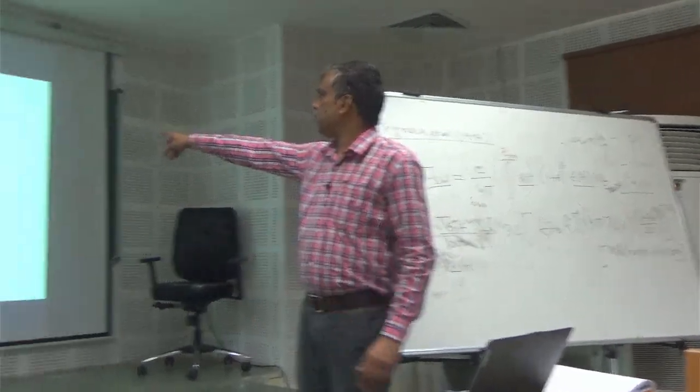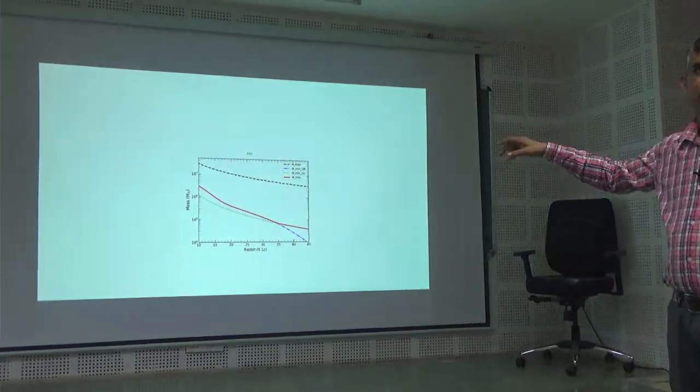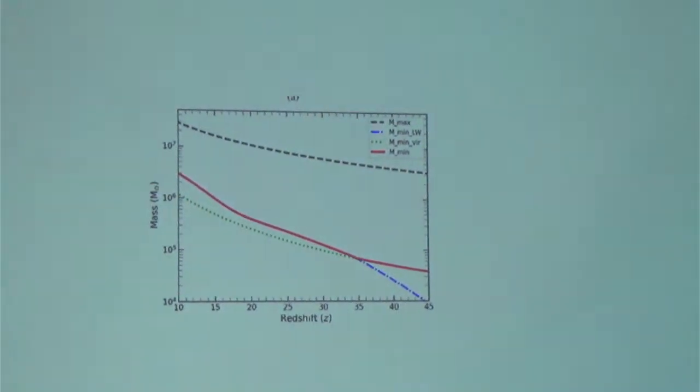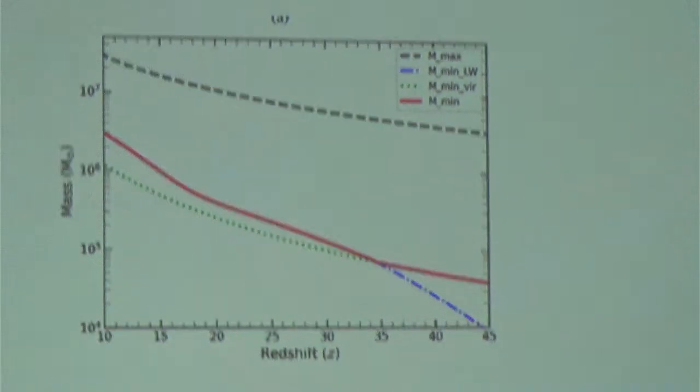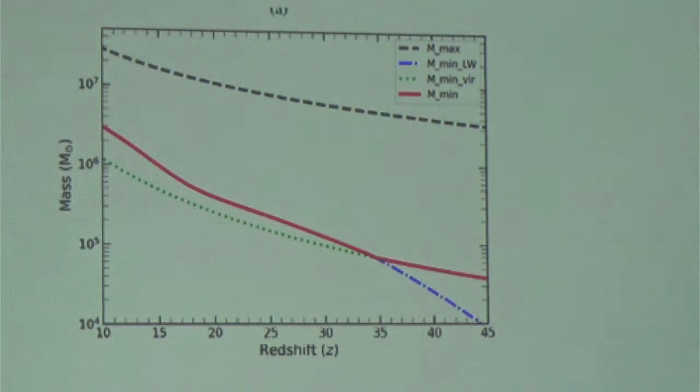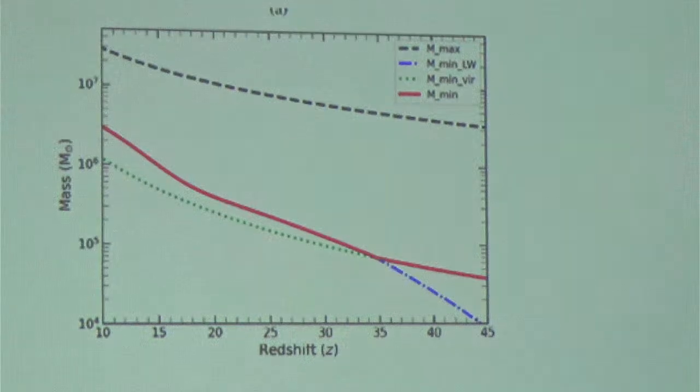The black line comes from the atomic cooling halo. For atomic cooling to start, you need a higher temperature, 10 to the power 4 Kelvin real temperature. So that mass corresponds to 10 to the 4 Kelvin. That is the upper limit of this Pop III star formation. Pop III star formation is important in these two ways.